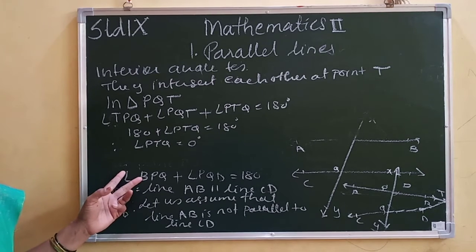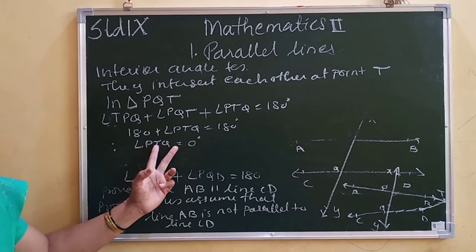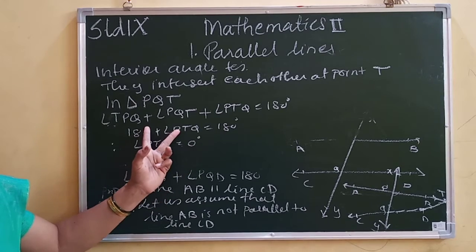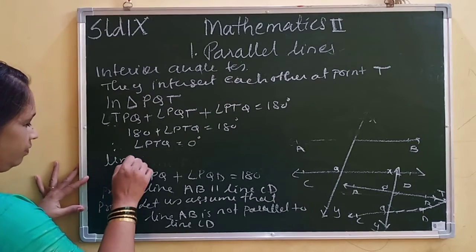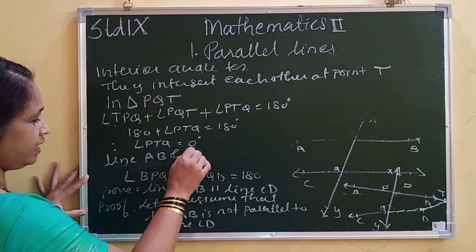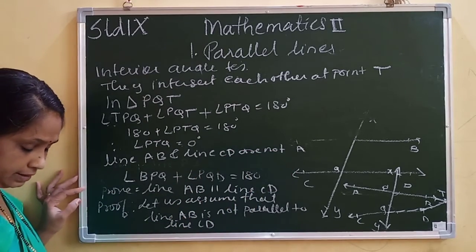Then is it possible that this angle will be 0 degrees? So the lines AB and CD are not distinct lines. So from this, if PTQ is 0, then it is not possible that the three angles sum to 180. Means our assumption that these lines are not parallel is wrong. So what we will write: line AB and line CD are not distinct lines.